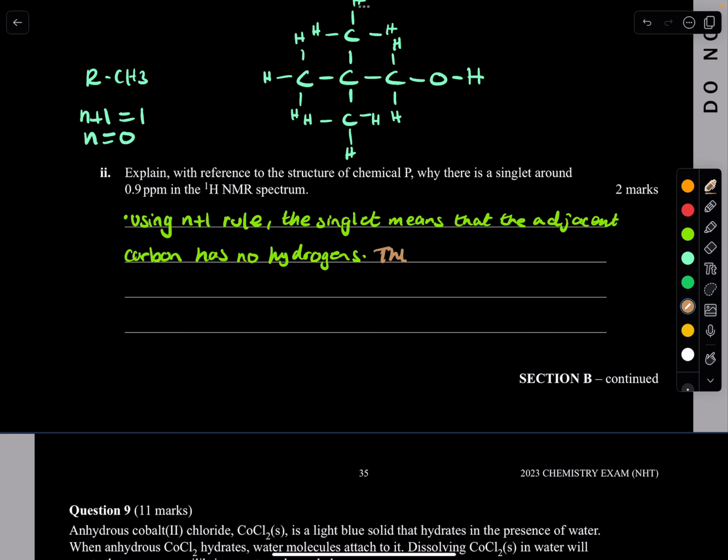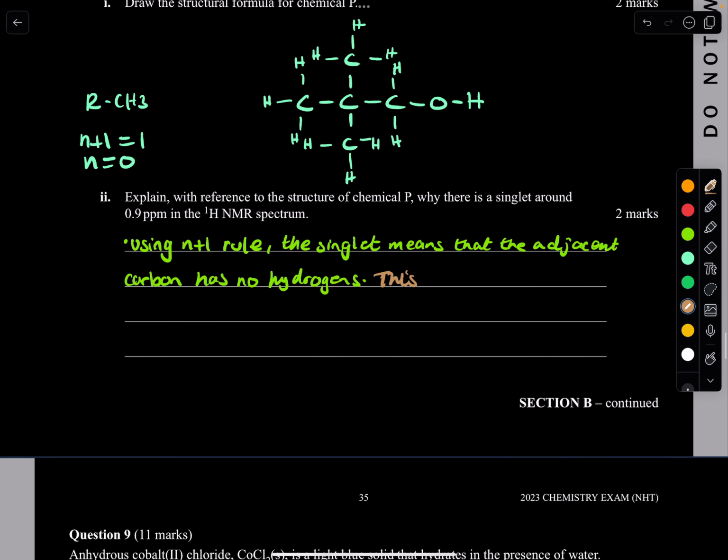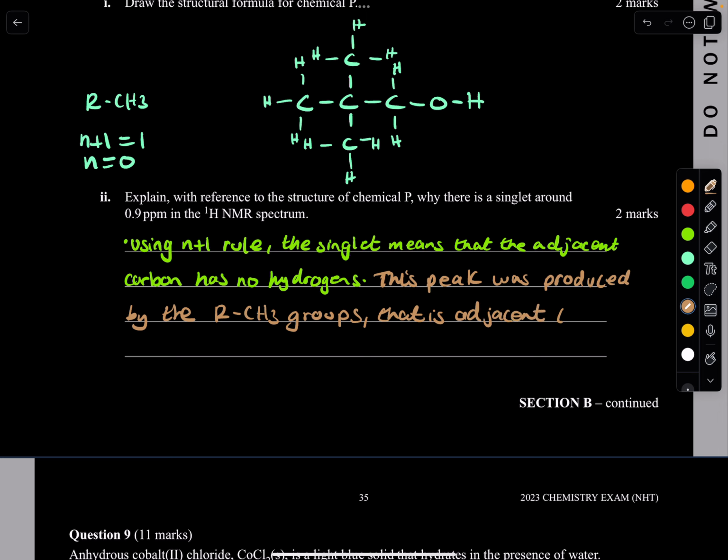This peak is produced, why? This peak was produced by these ones over here, the RCH3 groups that are adjacent to the carbon that has no hydrogens.